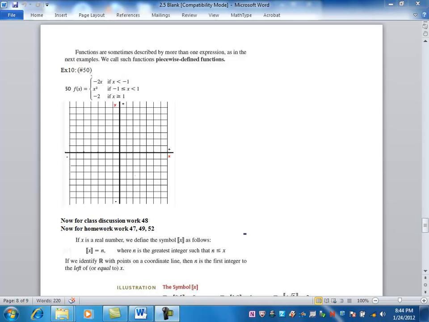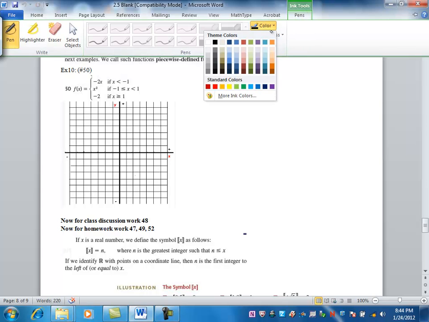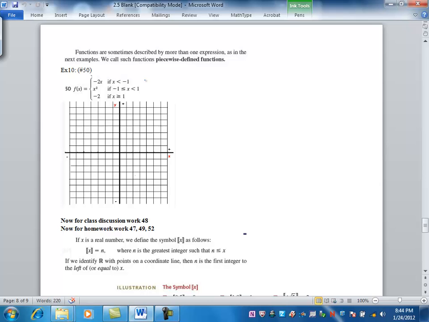So the piecewise defined function that we're going to look at here, when I get ready to graph it, I'm going to actually graph each piece first. So in other words, let's take a look at y equal negative 2x. Now, we know that's a line with negative slope. When x is negative 1, y is 2. When x is negative 2, y is 4.